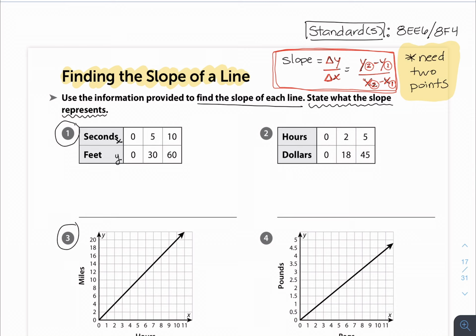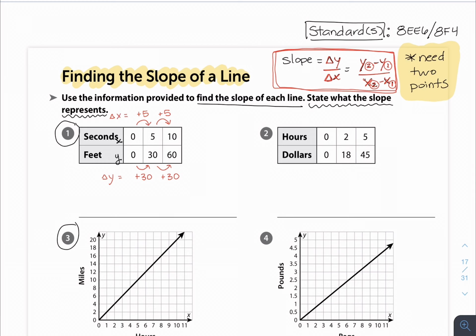So let's go ahead and find the slope for question number 1. So to find my change in y, I'm going to find how the y changes from point to point. From 0 to 30, it increases by 30. From 30 to 60, it increases by 30. So this represents my change in y. My change in y is 30. I'm going to do the same thing on the top, this time finding my change in x. From 0 to 5 is plus 5, and from 5 to 10 is also plus 5. So my change in x is 5.